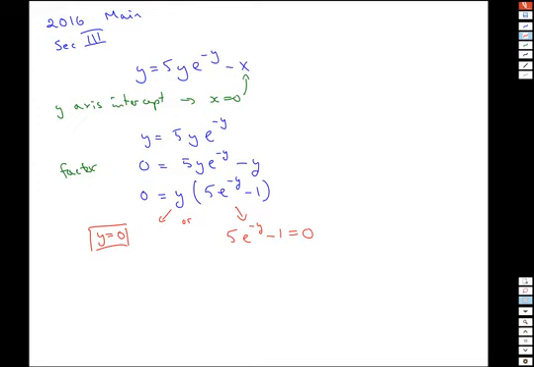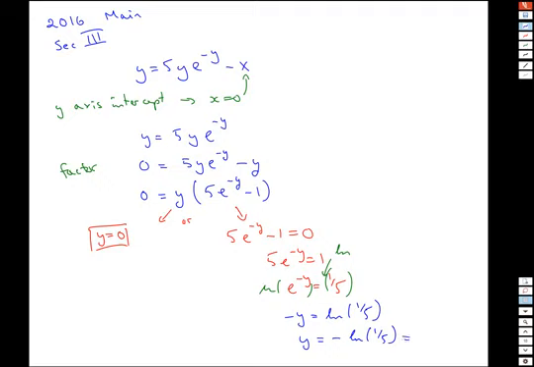And fortunately, this is actually one you can solve. 5 e to the negative y equals 1, e to the negative y equals 1/5. You can take a ln of both sides, and you get minus y equals ln of 1/5. Y equals negative ln of 1/5.